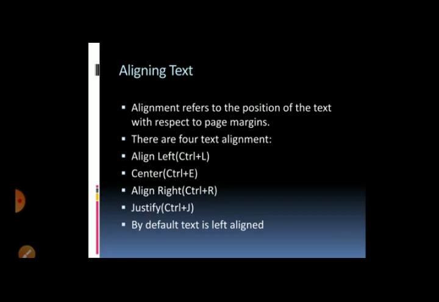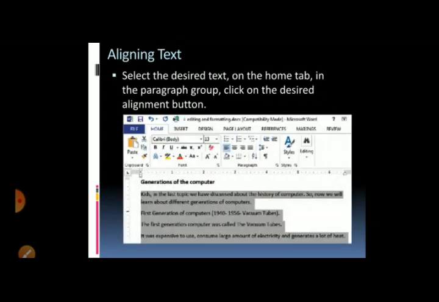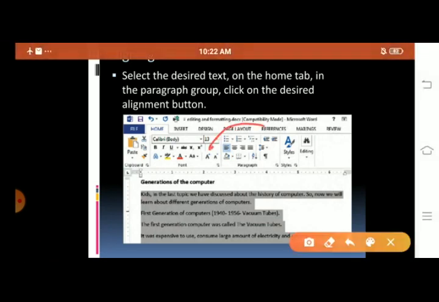The first method is to select the desired text, and on the Home tab in the Paragraph group, click on the desired alignment button. The shortcut methods are also available. For align left, Control plus L; for center, Control plus E; third is Control plus R; and for justify, Control plus J. You can see here how you could do it. In this alignment section, the first one is align left, second is center, third is right, and fourth is justify.